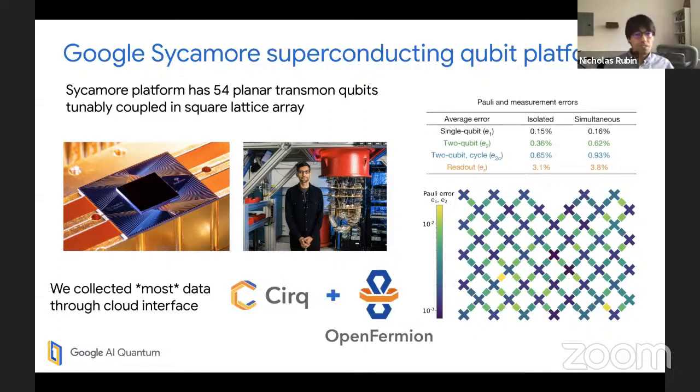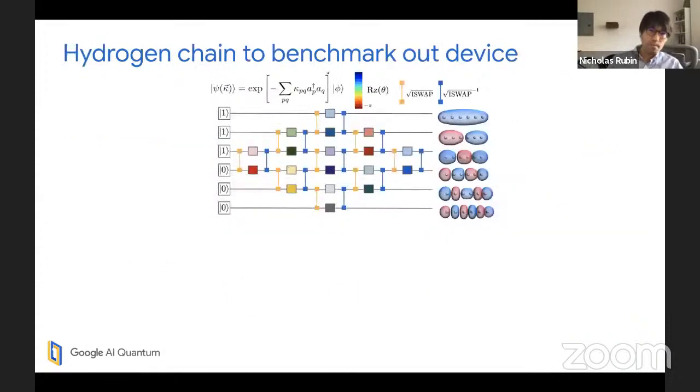So most of the data that is collected for the experiment was done through the cloud interface that the team will be releasing hopefully soon. And so some of you might already have access. And that's accessing our chip through Google Cloud Platform and using Cirq to send circuits to the device. And so in this case, we're using Cirq and OpenFermion to do the chemistry piece.